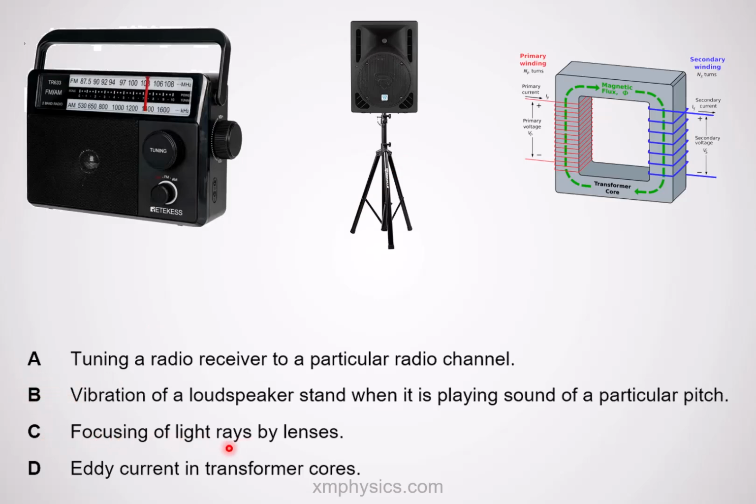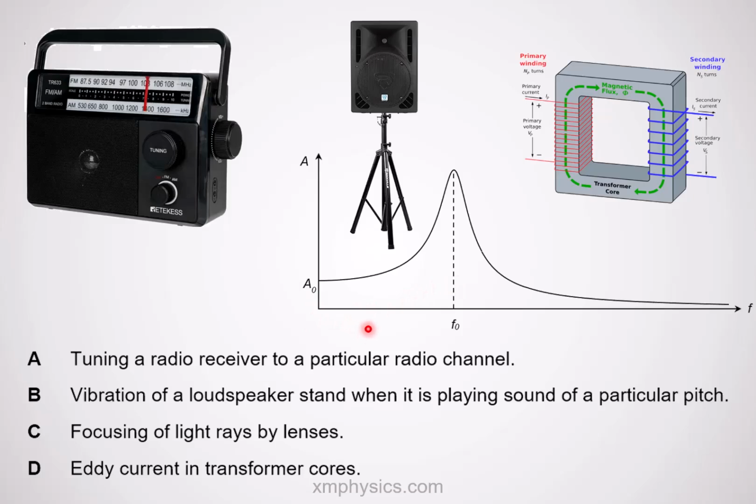Option C is about refraction of light, which has nothing to do with oscillations. Option C is just nonsense. Option D is about induced current in the iron core of a transformer. Again, this has nothing to do with oscillations. It doesn't matter what frequency of alternating current you're running here. The amount of eddy current has nothing to do with the frequency of the alternating current. So this is again not a resonance phenomenon.